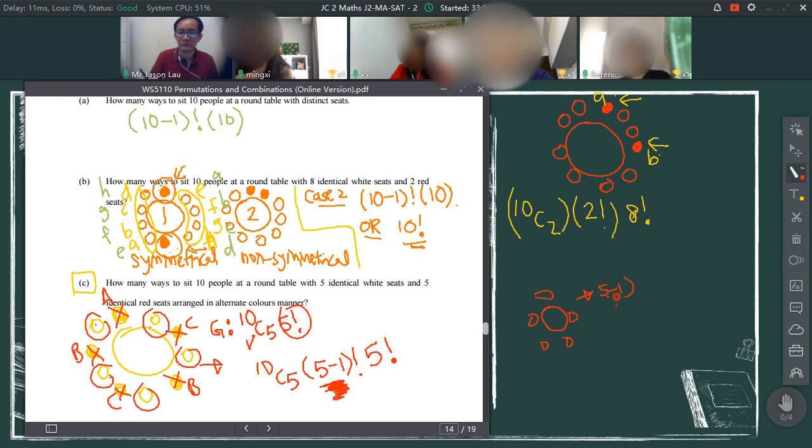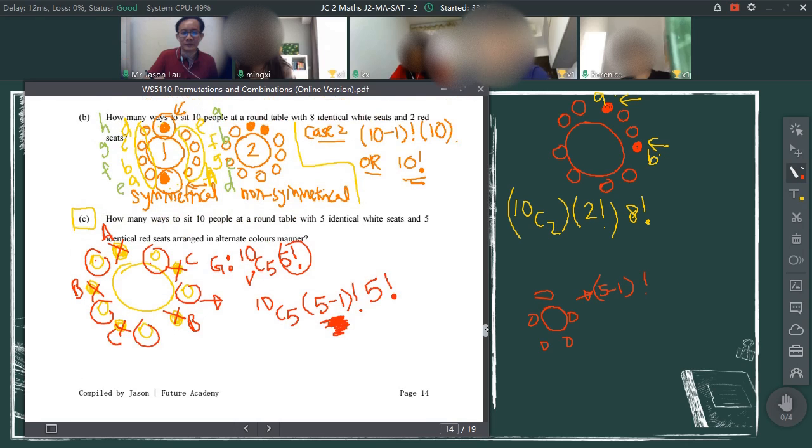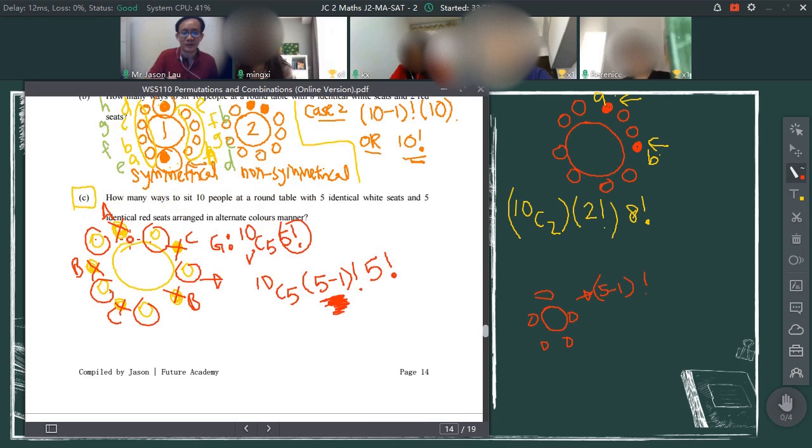Oh, because the formula above says it's n minus 1 factorial times n. Yeah, that one is for distinct positions. But this one is non-distinct because of the rotational symmetry, because all the seats are maybe the same color. All the seats are red, for example, then of course they are identical in that sense. Okay. Thank you.